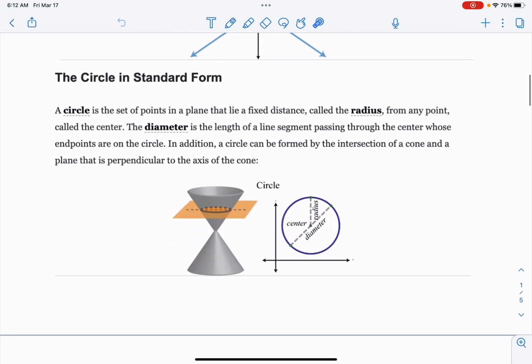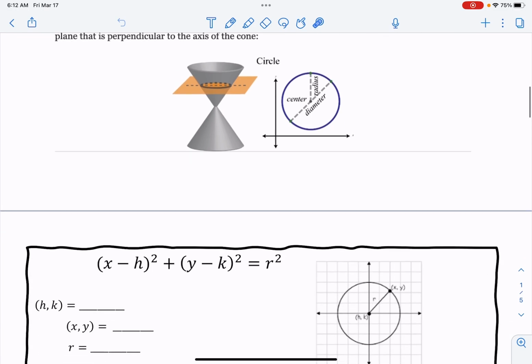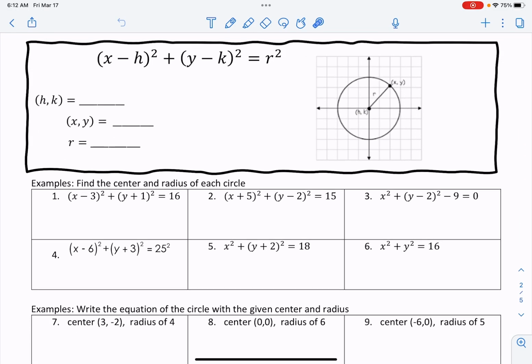Now, just a couple things that you need to remember from geometry. Remember, a circle has a center, it does have a diameter and a radius. And remember that the radius is half of the diameter, so we are going to need to use that concept. Looking at the standard form of a circle, it is (x minus h) squared plus (y minus k) squared equals r squared.